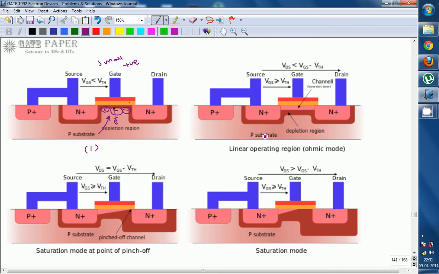Next, if you apply VGS equal to or slightly greater than VTH. VTH is nothing but the threshold voltage, which is the minimum amount of gate voltage you must apply at the gate terminal so that a channel is created. VTH, the threshold voltage, is the minimum amount of positive voltage to be applied across the gate of the NMOS transistor such that a channel is enhanced. So now the channel is enhanced.